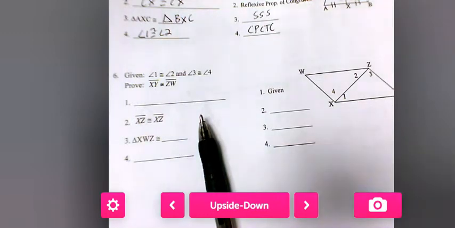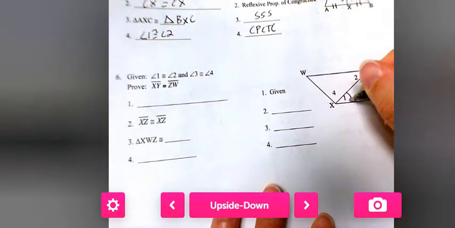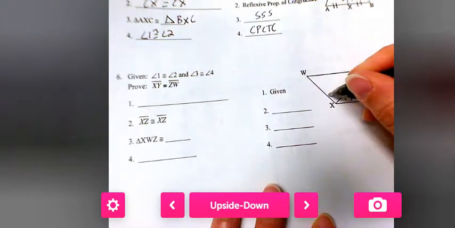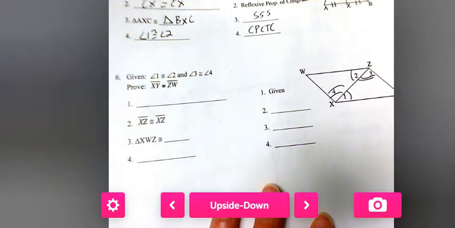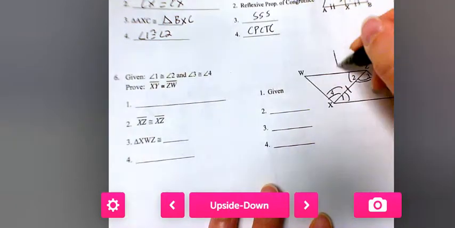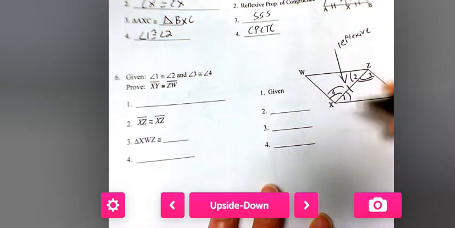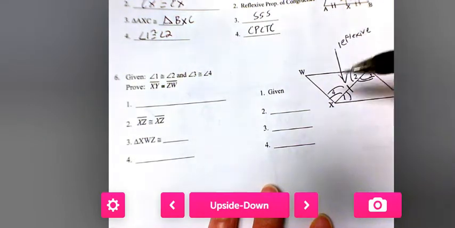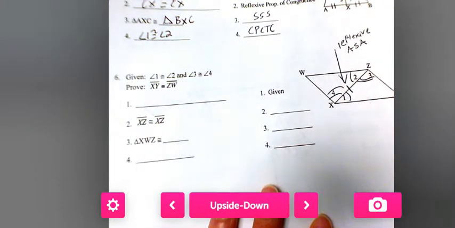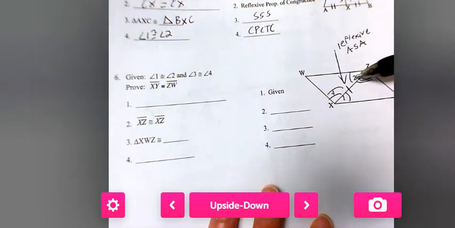We ready? Yeah? Okay. Angle 1 is congruent to angle 2, that's given. Angle 3 is congruent to angle 4, that's given. What else is true on this picture? XZ is congruent to XZ, and that's reflexive. Why are these two triangles congruent to each other? By what? Angle, side, angle. And then why? Because see how the side is in between the two angles? That's why it's angle, side, angle.